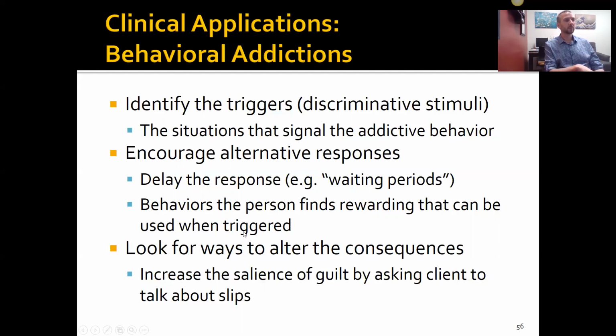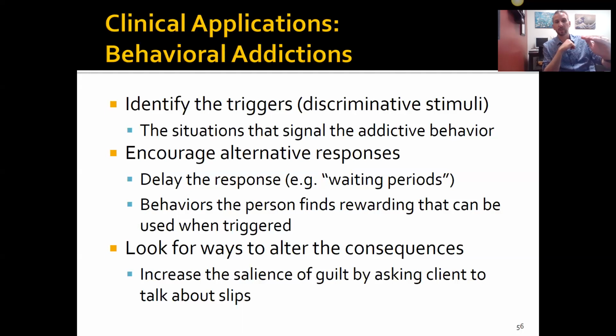And then finally, you look for ways to alter the consequences. Maybe potentially, and I don't know if this is the best way, you increase how guilty they might feel, because they'll know that if you're their therapist, they're going to have to talk about it with you. And sometimes that can alter the consequences, that when they do it, they feel more guilty and embarrassed. And sometimes that can change the way that they behave.